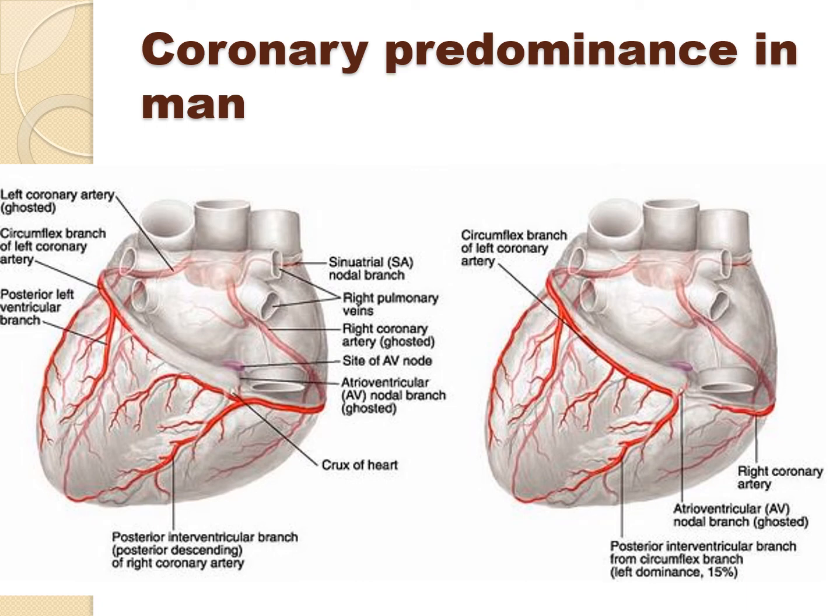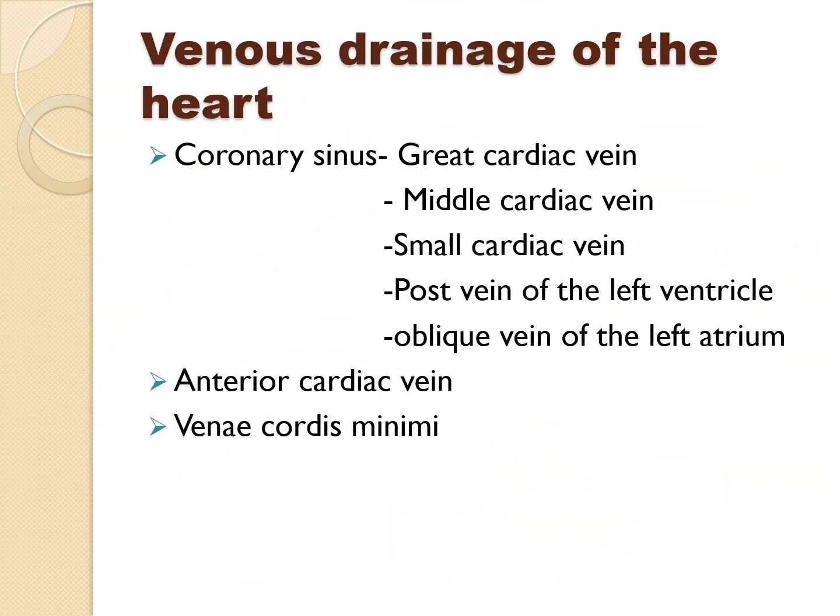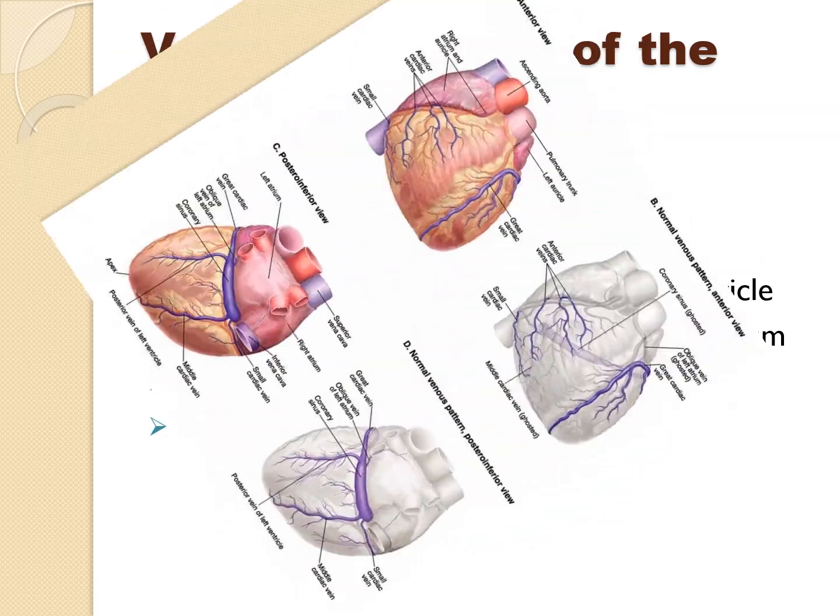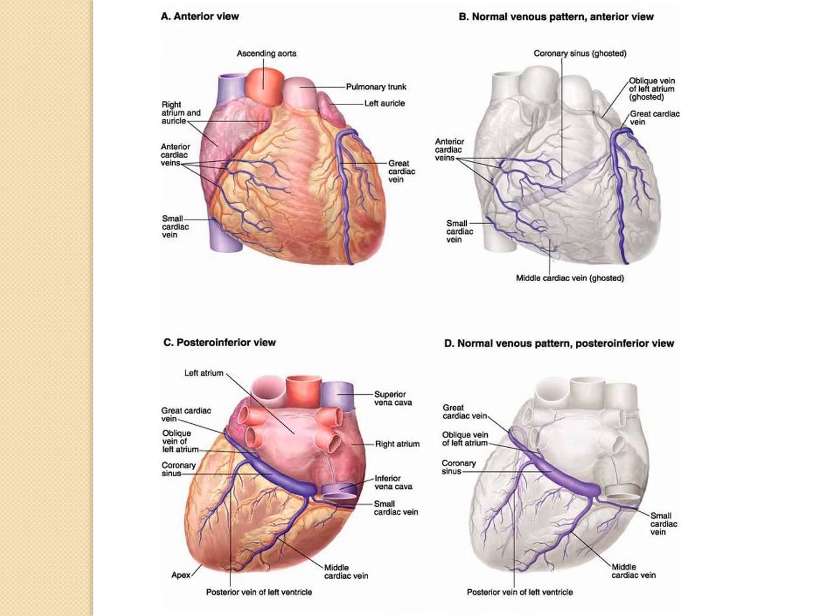This is the venous drainage of this heart. Venous drainage is by the coronary sinus, anterior cardiac veins and venae cordis minimae. The coronary sinus has tributaries like the great cardiac vein, middle cardiac vein, small cardiac vein, posterior vein of this left ventricle and oblique vein. First you can see this coronary sinus. The coronary sinus is the largest vein. You see here there is a coronary sinus.